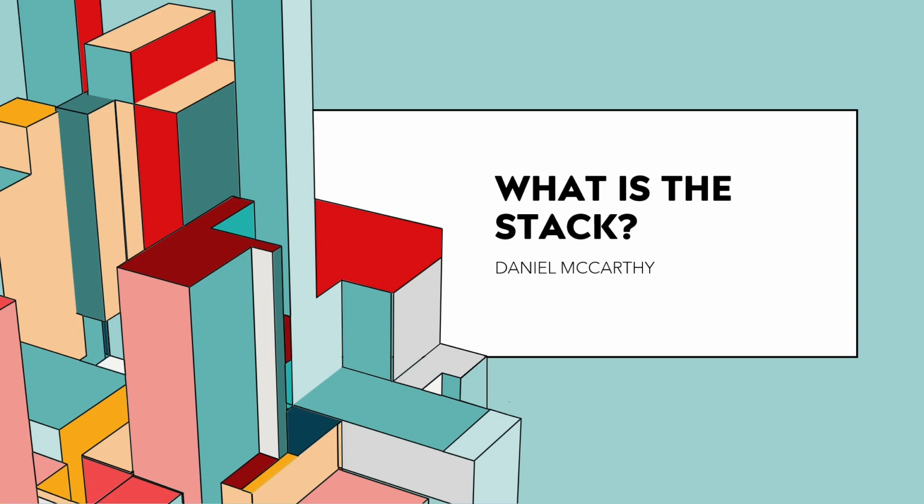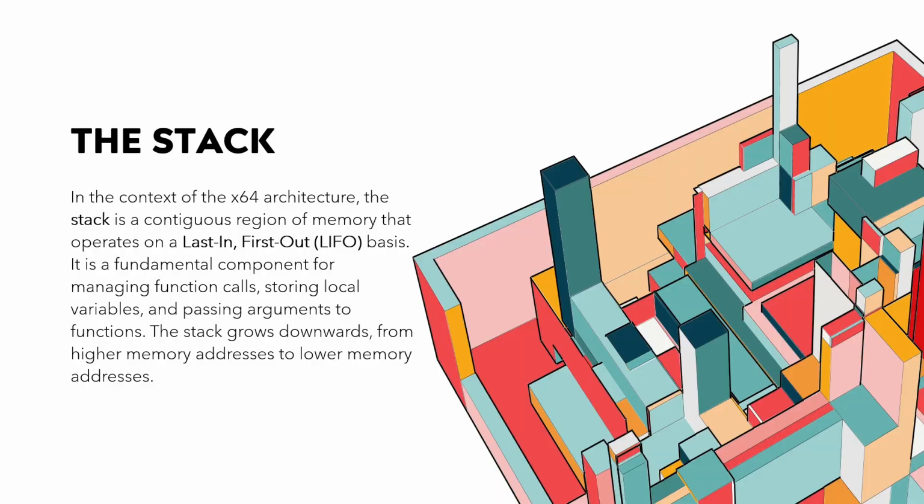In this lecture, you're going to learn what the stack is in relation to the Intel processors. So the stack, in the context of an x64 architecture, basically 64-bit processors, is a continuous region of memory that operates in a last-in, first-out basis. And the stack is used whenever you call the call instruction, which you will learn about later. That's essentially the equivalent of calling a function in C, for example. The stack gets used in those cases.